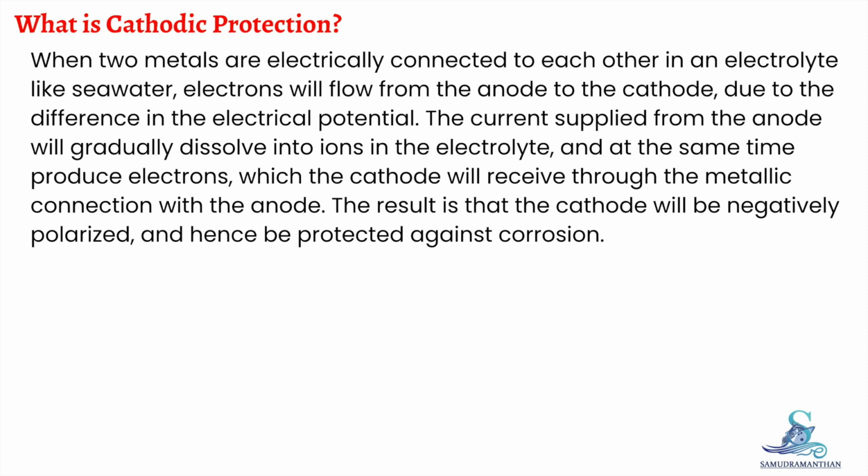When two metals are electrically connected to each other in an electrolyte like seawater, electrons will naturally flow from the anode to the cathode due to the difference in electrical potential. As this happens, the anode gradually dissolves into ions in the electrolyte and, at the same time, produces electrons. These electrons travel through the metallic connection and are received by the cathode. The result is that the cathode becomes negatively polarized, and because of this negative polarization, it is protected against corrosion.